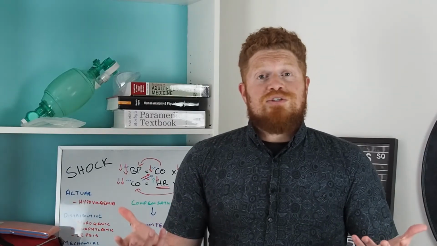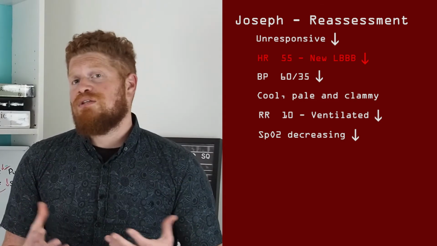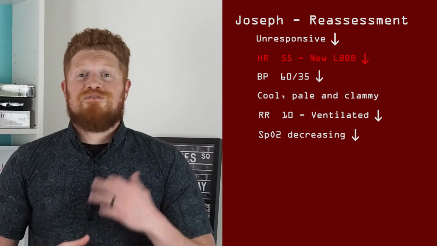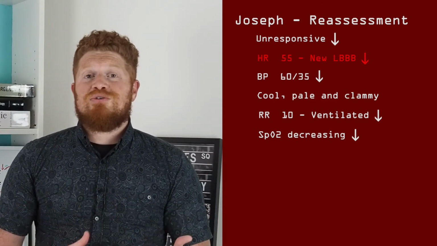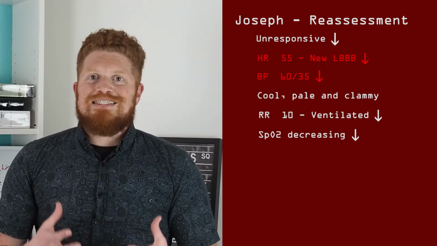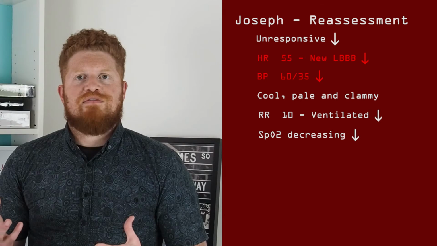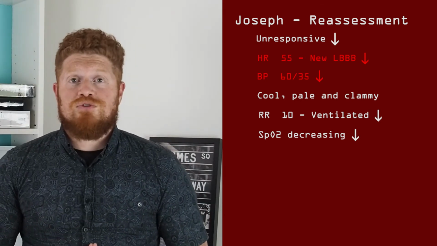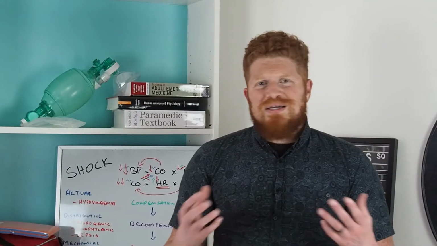We see this trend with Joseph. His heart rate has dropped significantly from 140 beats per minute down to 55 beats per minute. This has caused his cardiac output to reduce so much that his blood pressure is now 60 systolic, down from 95. In all honesty, we would probably find it difficult to ascertain a blood pressure at all. So why is this irreversible?